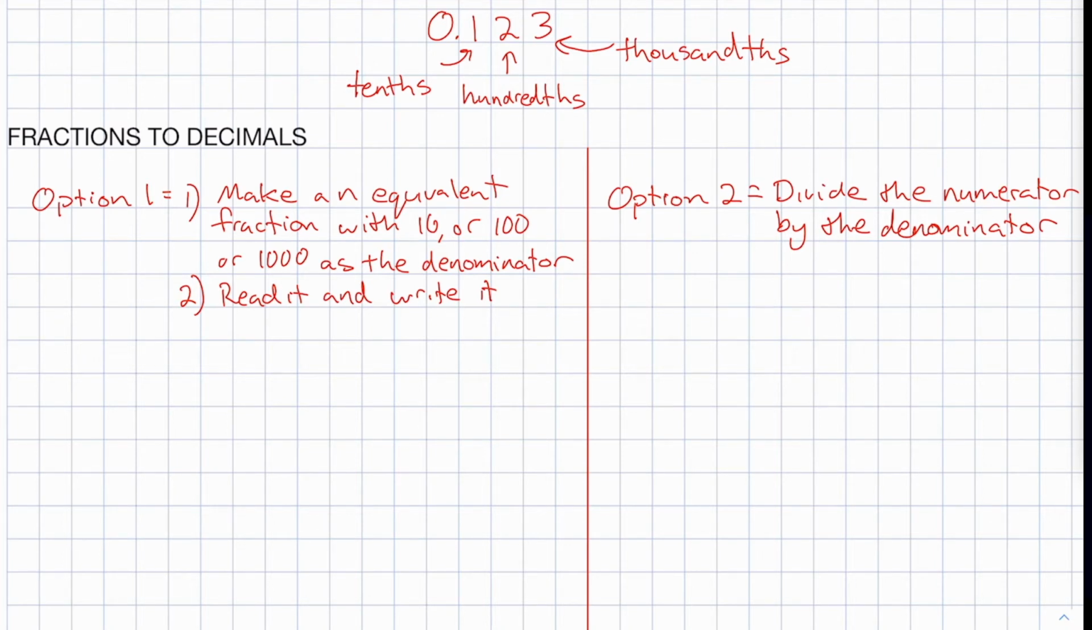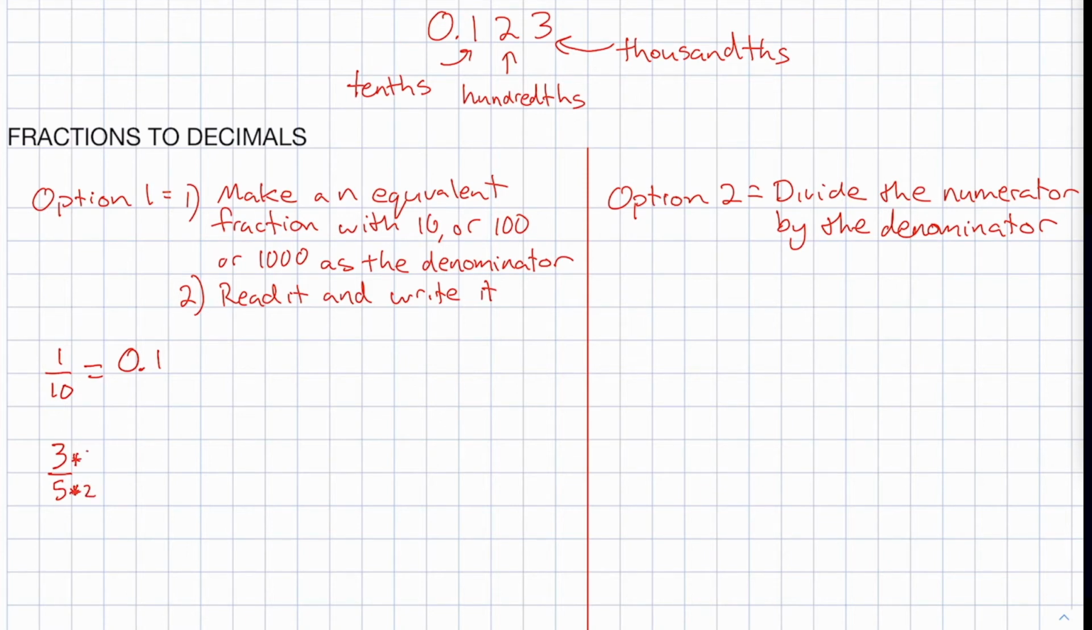So for example, let's say you had 1/10, right? Again, you can read it as 1/10. You know that the tenth is the first digit after the decimal, so you just simply write it as that, okay? Now, I already had 10 as a denominator, so that was really straightforward. If I had something like 3/5, I'm going to think about that denominator and think, can I turn it into a 10, 100, or 1000? Yes, I can. I can make an equivalent fraction.